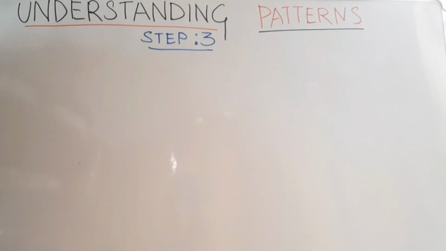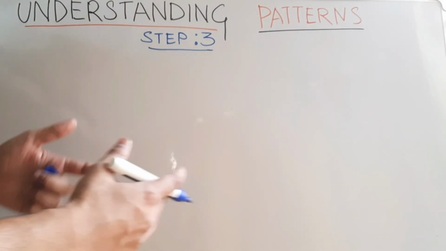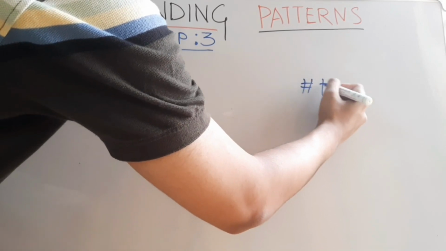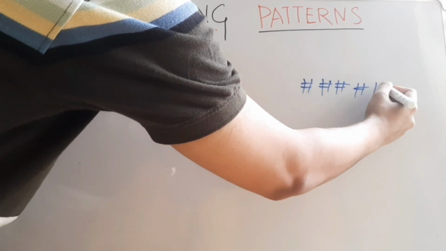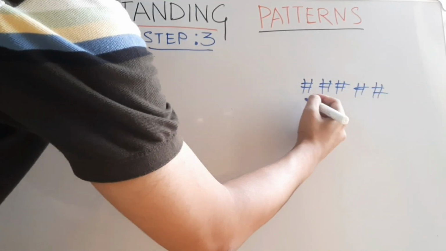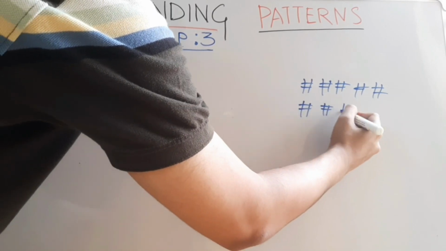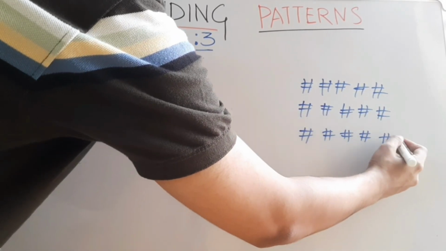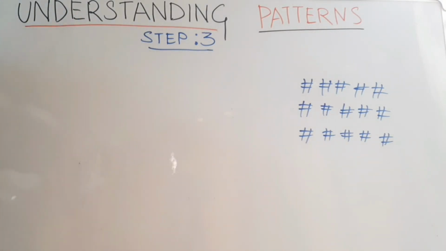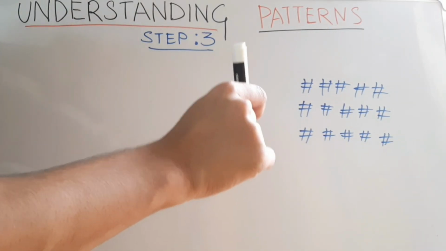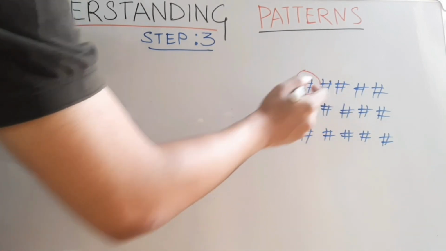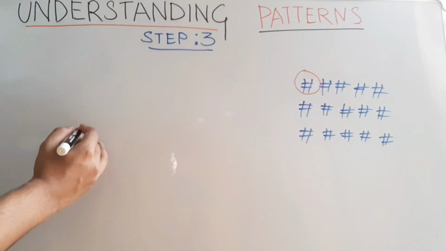So in the third step, I'm going to make the problem a bit more trickier by printing 5 hashes in a row in 3 rows. How should we approach this problem? First, looking at the most important aspect of the pattern, hash itself. Let's print hash first.